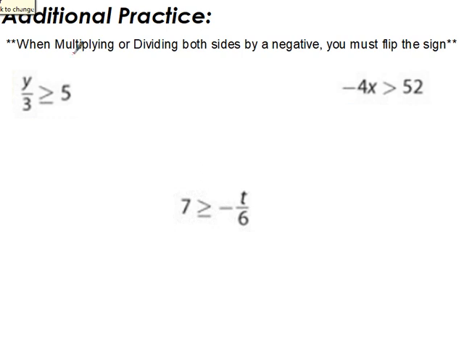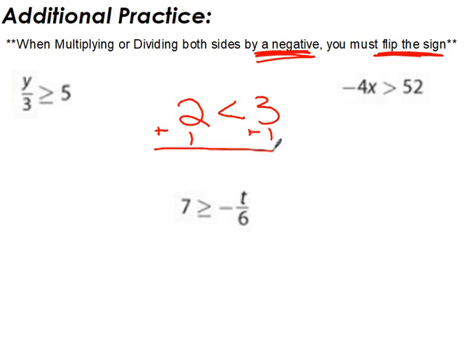Here is why. Let's talk about a true statement here. If I said 2 is less than 3, this is a true statement, right? 2 is less than 3. If I added 1 to both of these, does it remain true? 3 is less than 4. Yeah. So when we were adding and subtracting on both sides of the inequality sign, it maintained a true inequality.